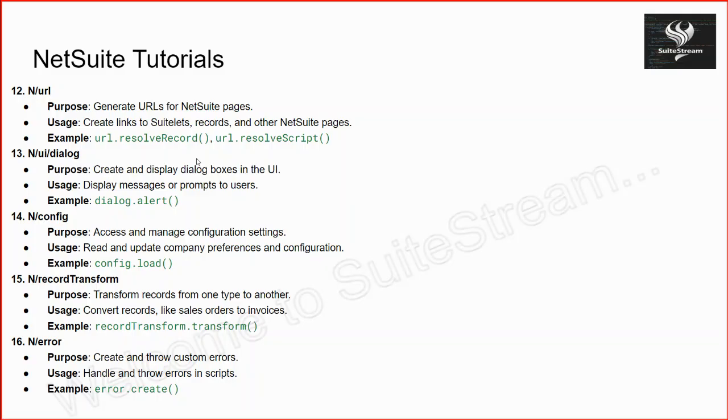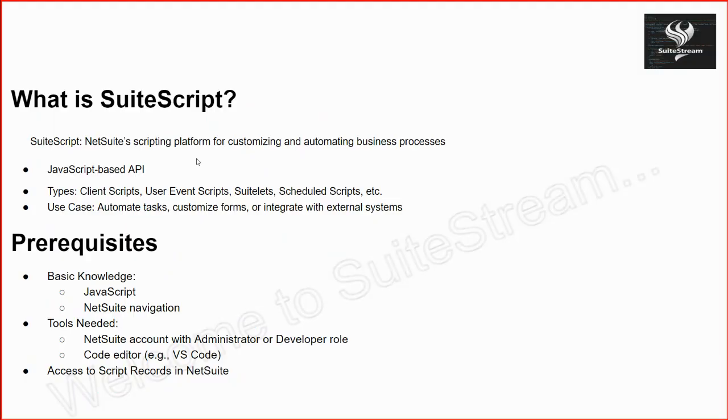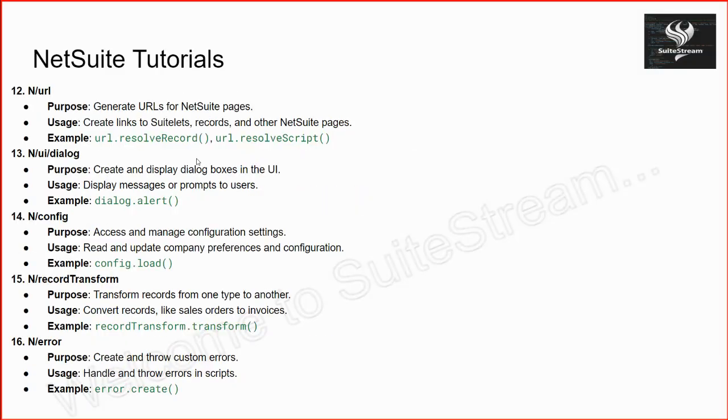The next module is N/error. Its purpose is to create and throw custom errors, and handle and throw errors in the script. An example is error.create.